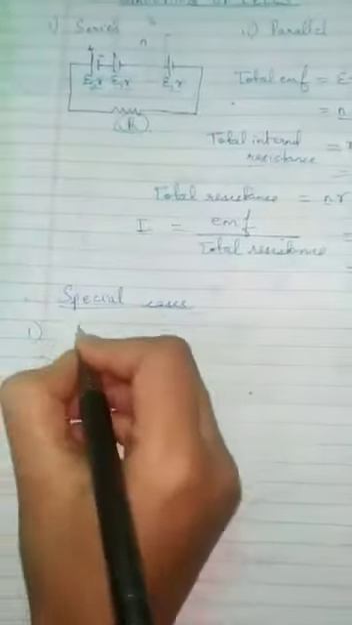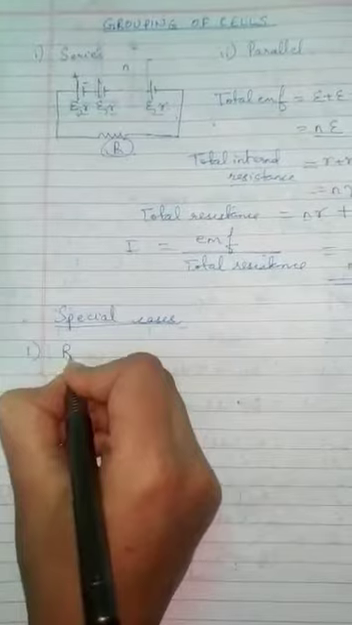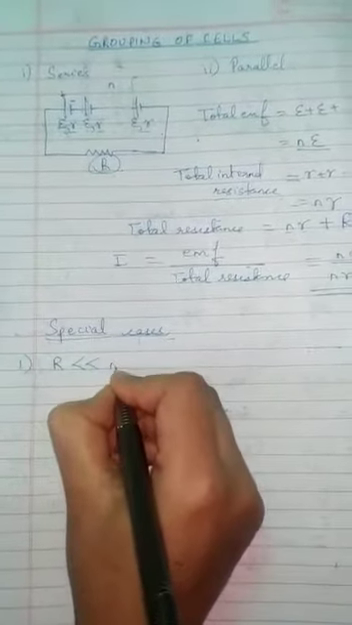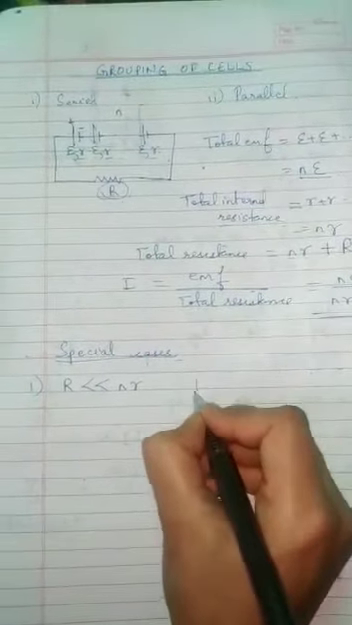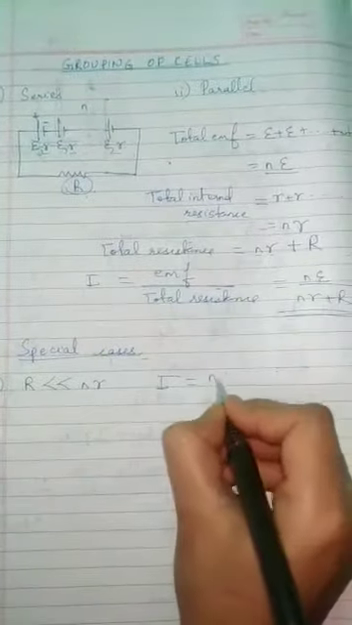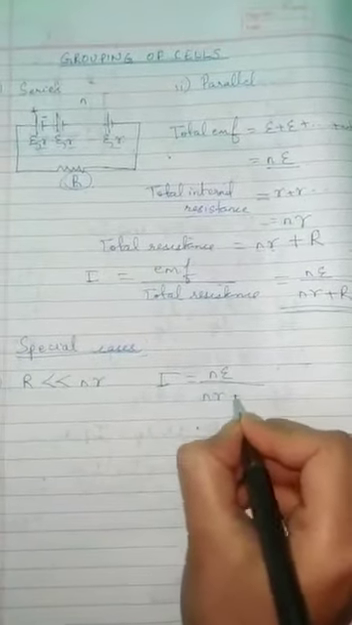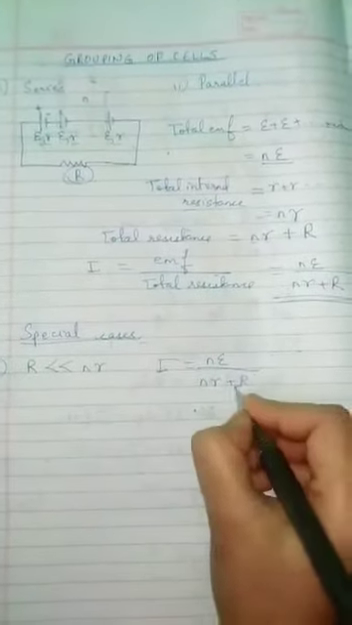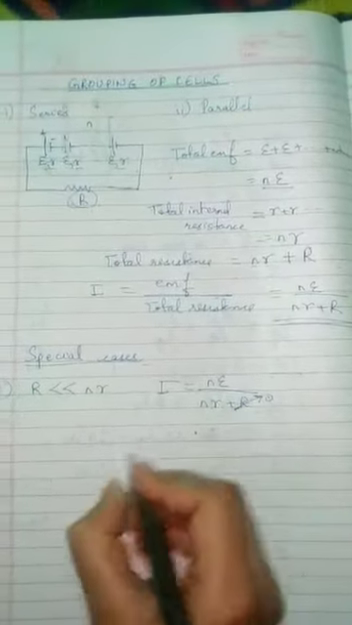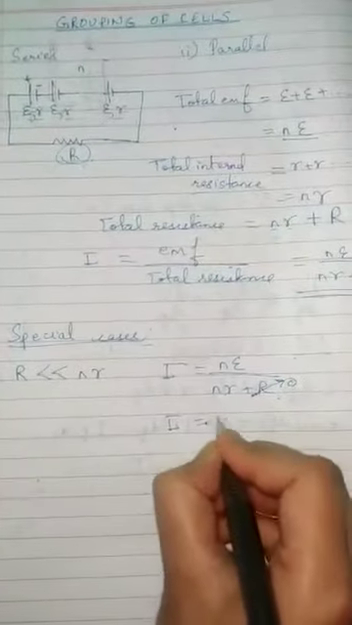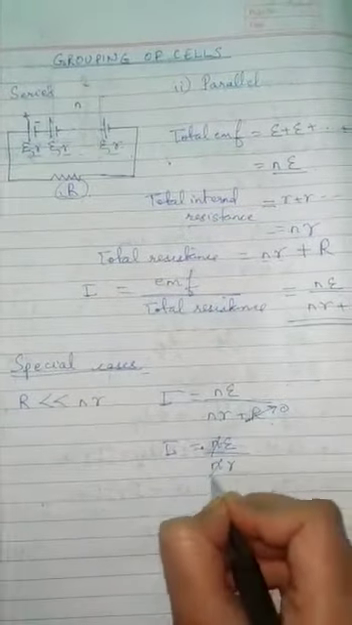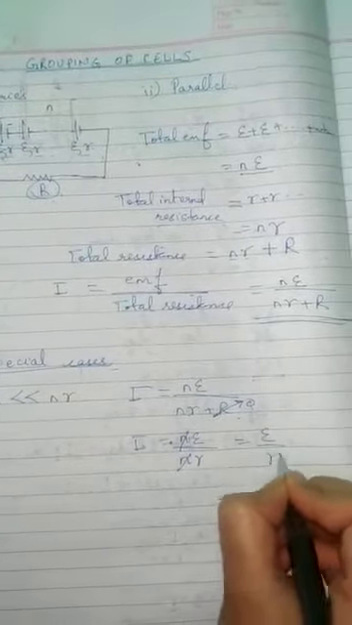The first one will be if the external resistance, that is the load you are connecting, is quite small or very small compared to the total internal resistance of the cells, then your value of current will be equal to, from the formula, n epsilon divided by nr plus R. Now R is very small, so this can be neglected to 0 as compared to nr. So your total current will be equal to n epsilon by nr. Here n cancels, so it will be epsilon divided by r.